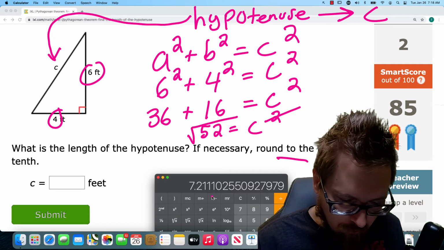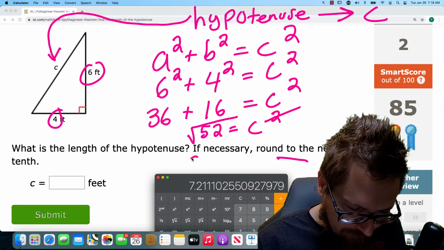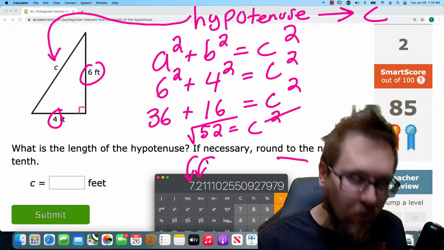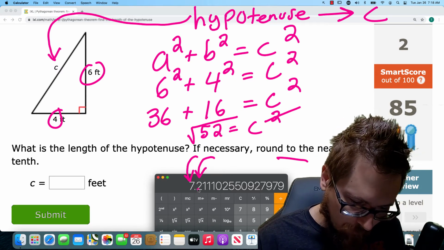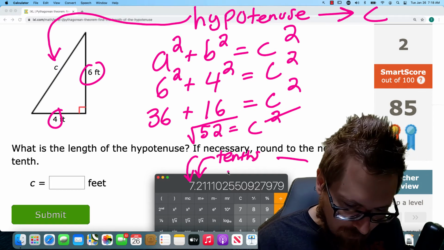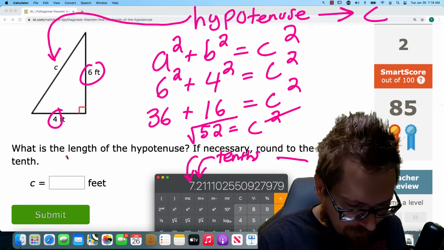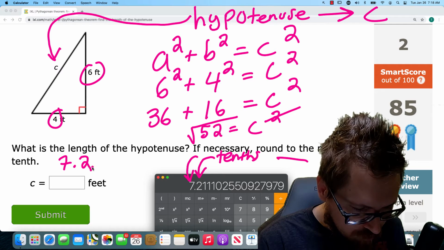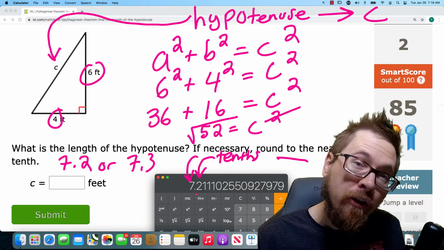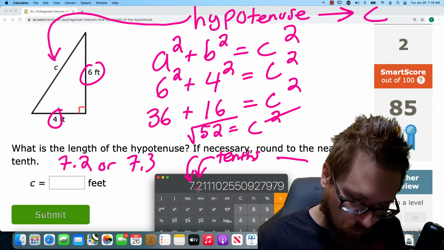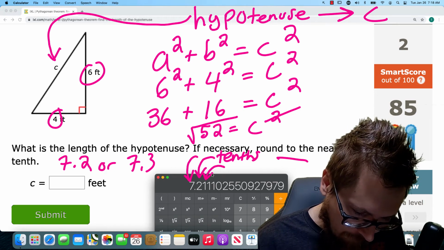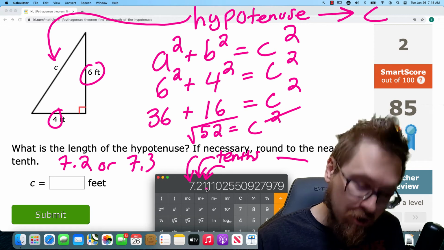Okay, so when you do this, remember the tenths place. This first place is called your ones. The first place value after the decimal is called your tenths. Which means if I'm rounding to my tenths place, my answer will either be 7.2 or 7.3. It's going to stay a 7.2 or it's going to go up to a 7.3. And the way you know if it stays the same or goes up, you have to look at the neighbor.